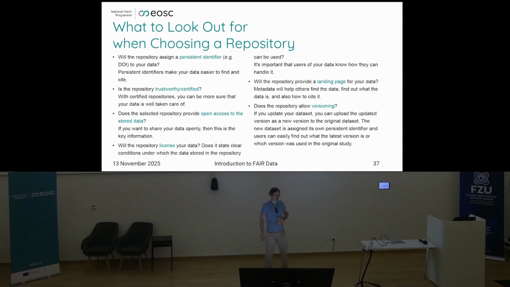What you should look at when you are choosing your repository is whether it is able to provide you with a persistent ID. A lot of repositories, if you upload your object to the repository, will provide you with a PID. So you don't need specific support at your institution. Just with creation of the record, you will get a PID that you can use. Trustworthiness is something you should look at.